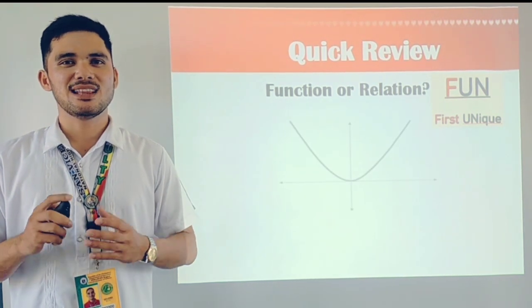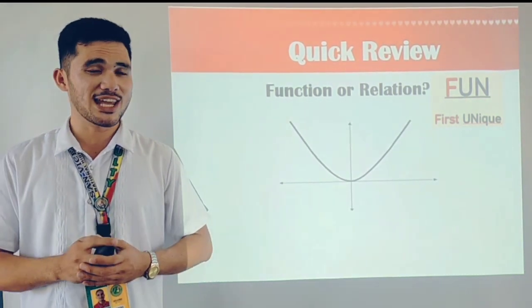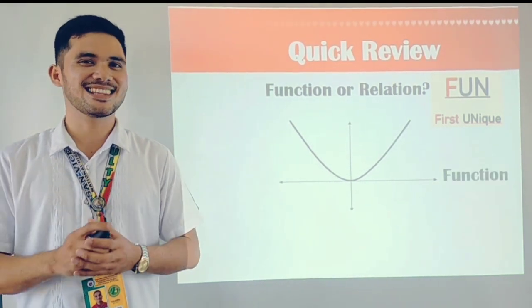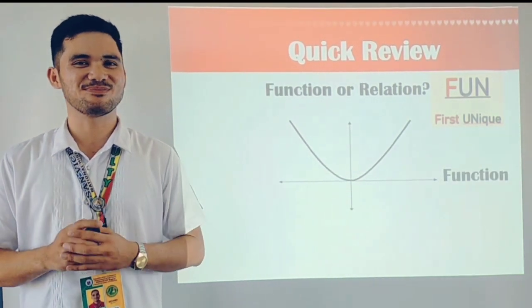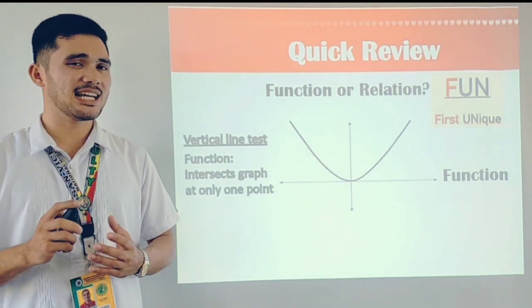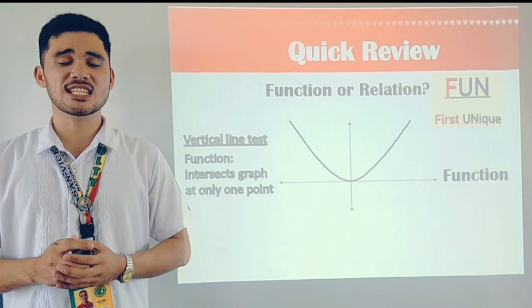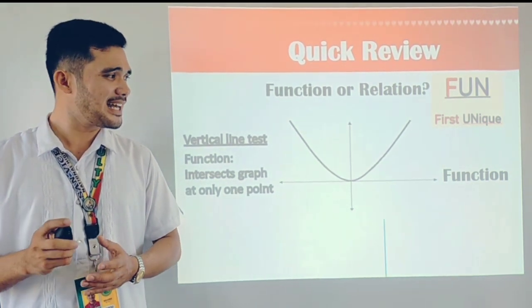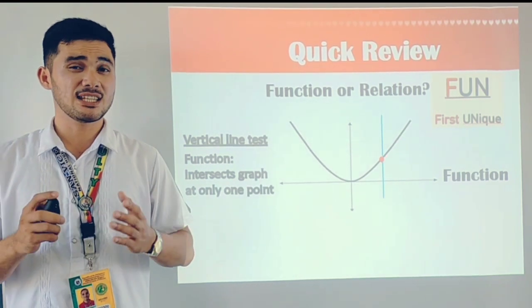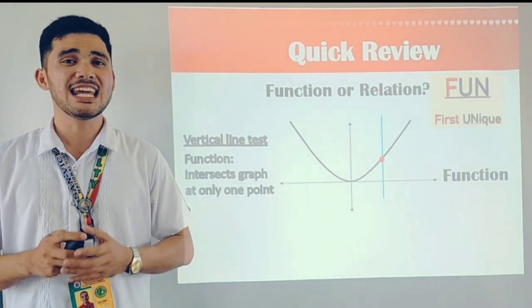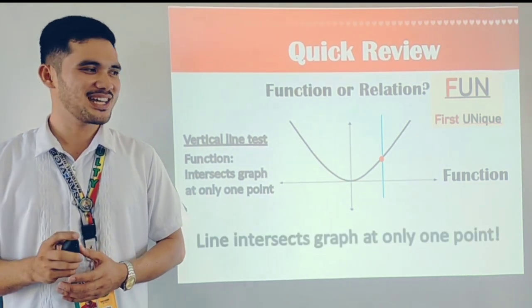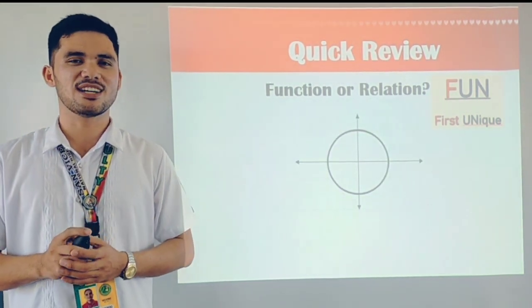Okay, let us have this graph. What do you think is the answer? Correct, that is a function. How do you know? Yes, because using the vertical line test, we can determine if it is a function. If the vertical line intersects the graph at only one point, it is a function. But if it intersects the graph at 2 or more points, it is not a function. It is a relation.